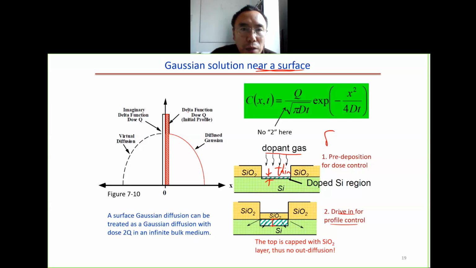You can see here we have this initial profile, which we assume is like a delta function. And we have the diffusion only to the right side, only downward. To solve this problem, we imagine we have another dose Q on the left side, which can also diffuse along this side. This is called virtual diffusion, because in this case the dopant cannot actually diffuse there, so it is called a virtual diffusion. Then the total dose will be a dose here and another dose here, so the profile will become like this.